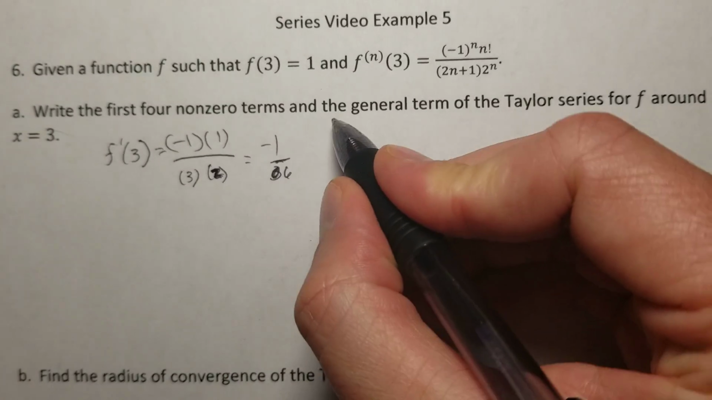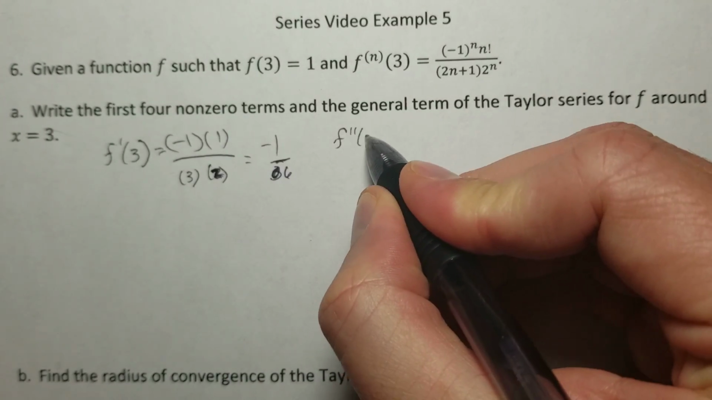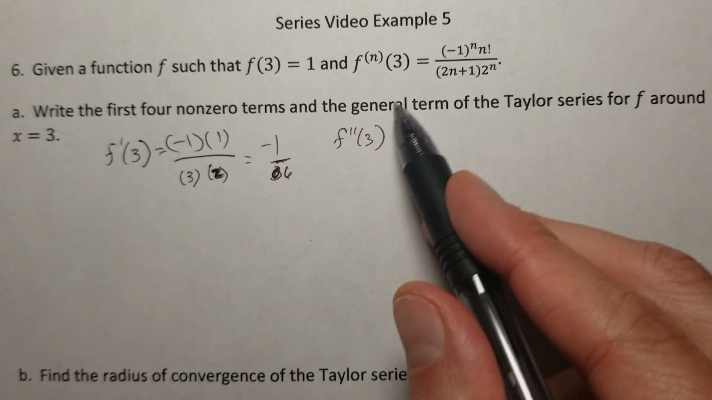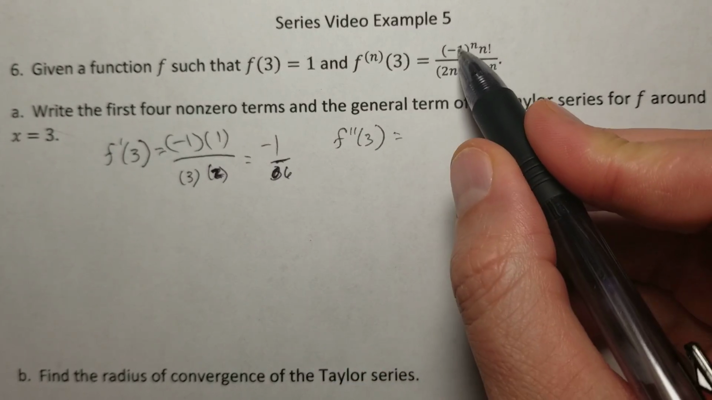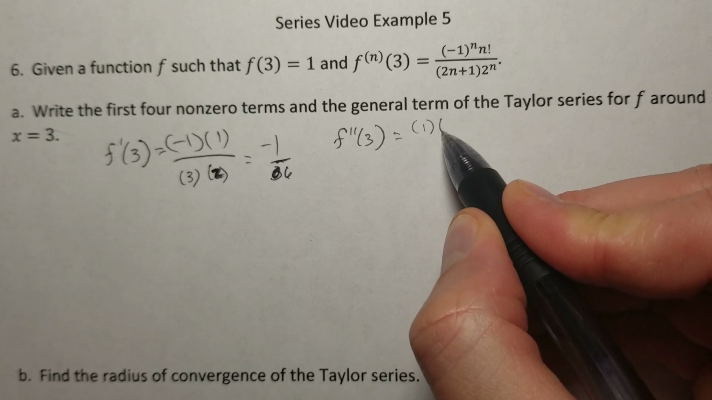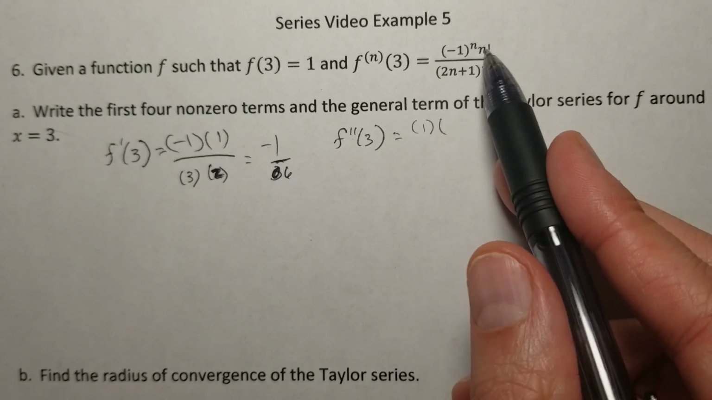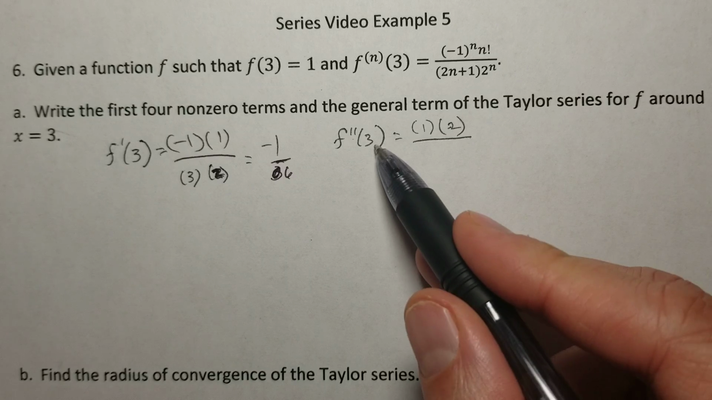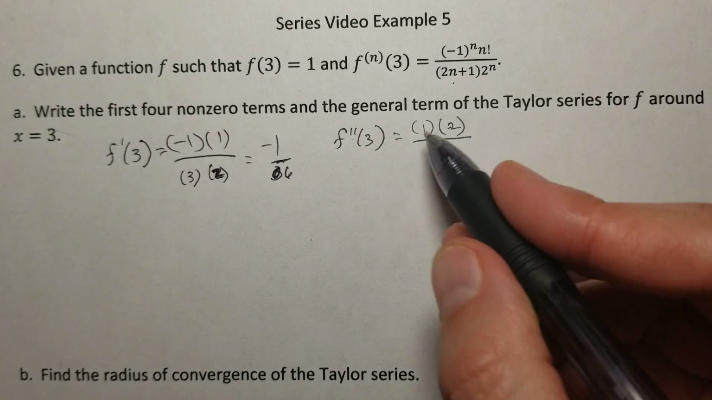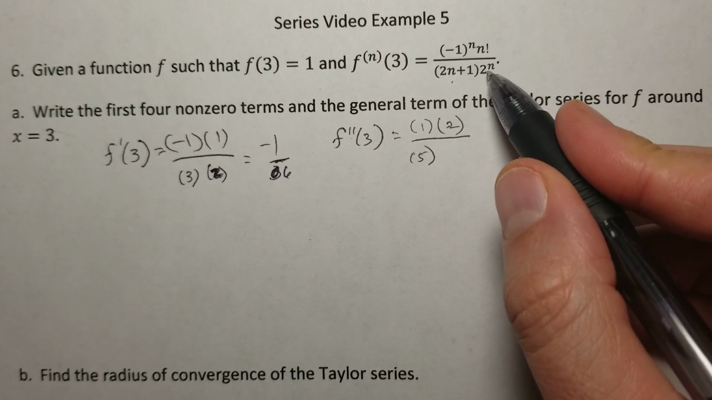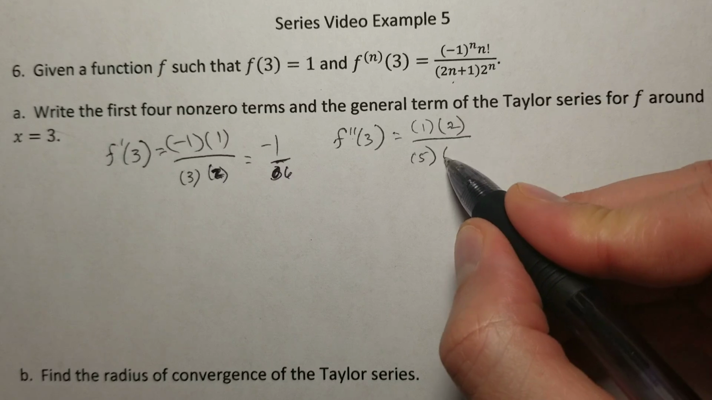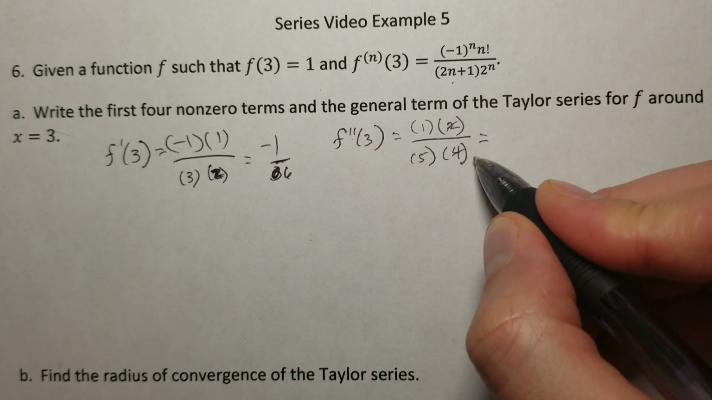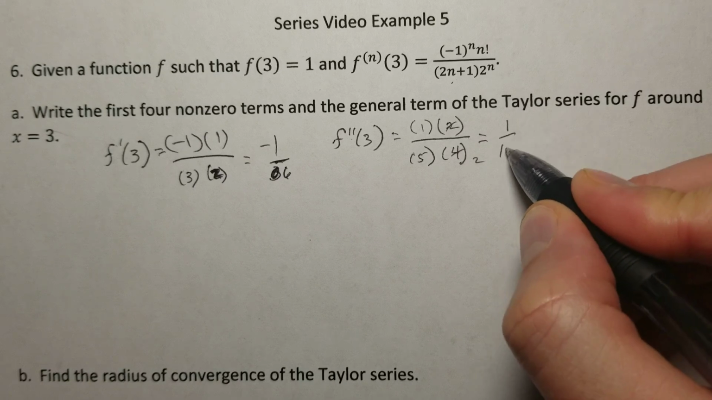I need a third and a fourth, so I'm going to do the second derivative at 3. The second derivative at 3 is negative 1 to the second power, which is positive 1, times 2 factorial, so 1 times 2, which is 2, all over 2 times 2 plus 1, so 5, and now 2 to the second power, which is 4. A factor of 2 will simplify out here, and I think we end up with positive 1/10.